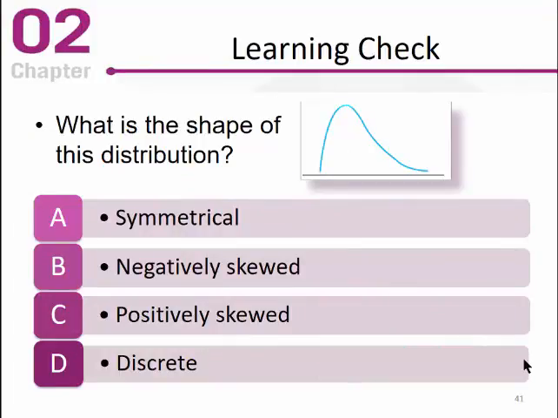So what do you think is the shape of this distribution then? Is this a symmetrical one, negatively skewed, positively skewed, or discrete? Well, discrete is not really explaining the shape of a distribution. Symmetrical means if we fold it in half, does it have exactly the same shape on each side? It clearly doesn't. So this only leaves negatively skewed or positively skewed. And remember, it's all about where the tails point to. In this case, the tail right here points in the positive direction, because this is increasing in this direction. So this is the positive side. So this is a positively skewed distribution.